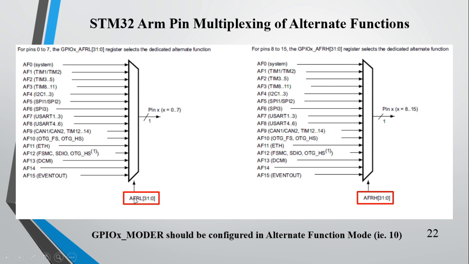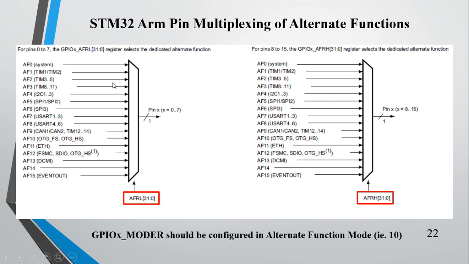This register is used for configuring any of these functionalities for pin number 0 to 7 of any of the ports. So pin number 0 to 7 alternate functionality can be configured by AFRL. And AFRH is used for configuring the alternate functionalities for pin number 8 to 15 of any of the ports. That is why it is given as GPIOx AFRH and GPIOx AFRL. So this is applicable for all the ports. If you want to configure alternate functionality for pin number 0 to 7, you need to use AFRL. And if you want to configure any alternate functionality for pin number 8 to 15, you need to configure AFRH.